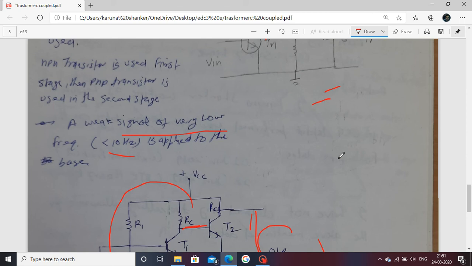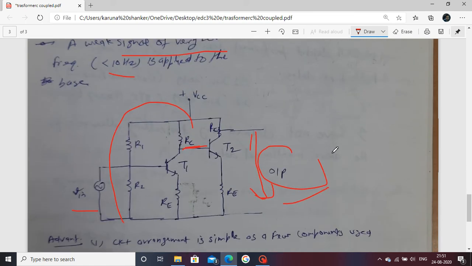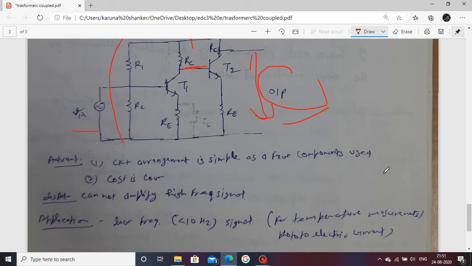Two-stage RC coupled amplifier is used in the audio frequency range 20 Hz to 20 kHz. In the transformer coupled amplifier very high power gain output comes. It is also used for RF radio frequency amplification, and this one, the direct coupled, is used for less than 10 Hz, means temperature measurement.